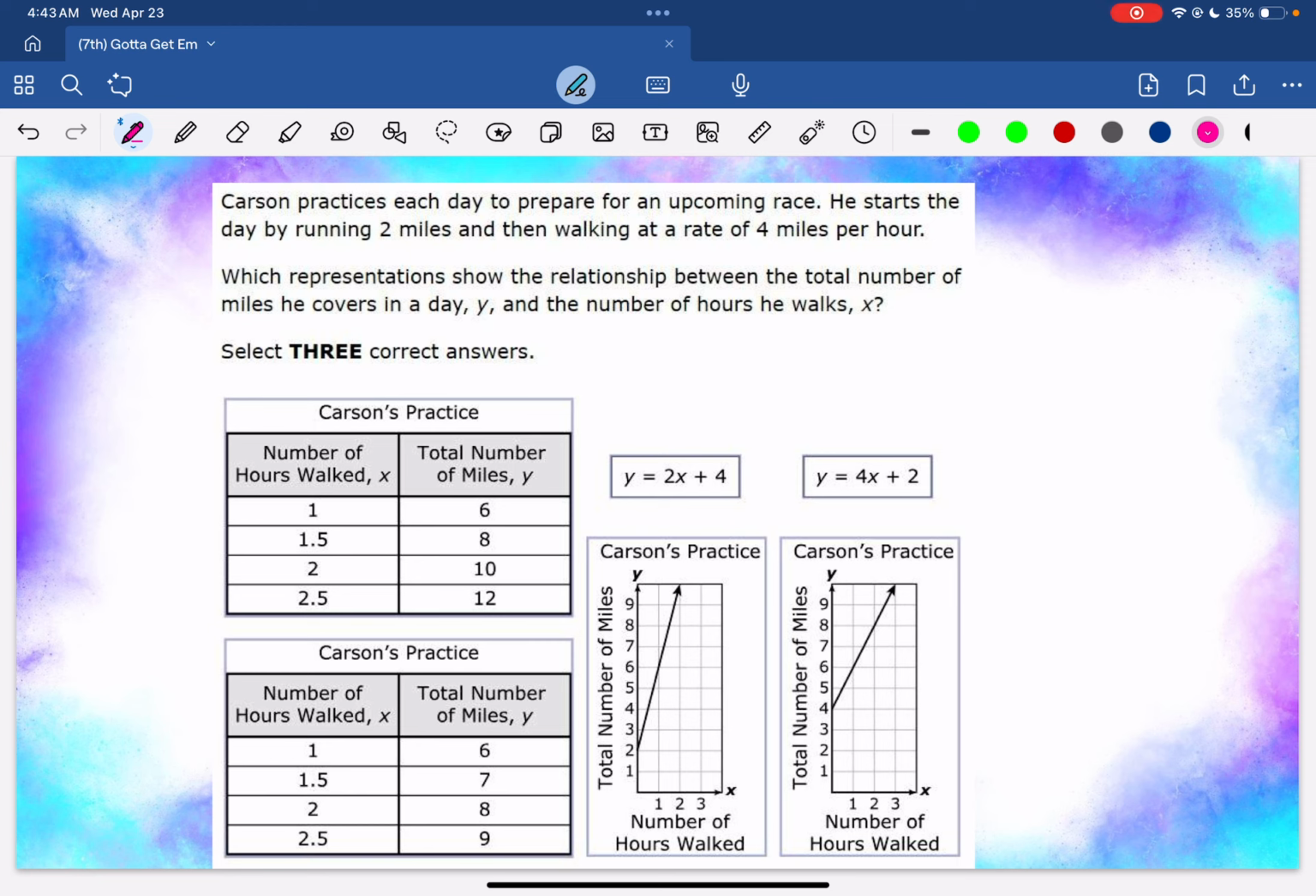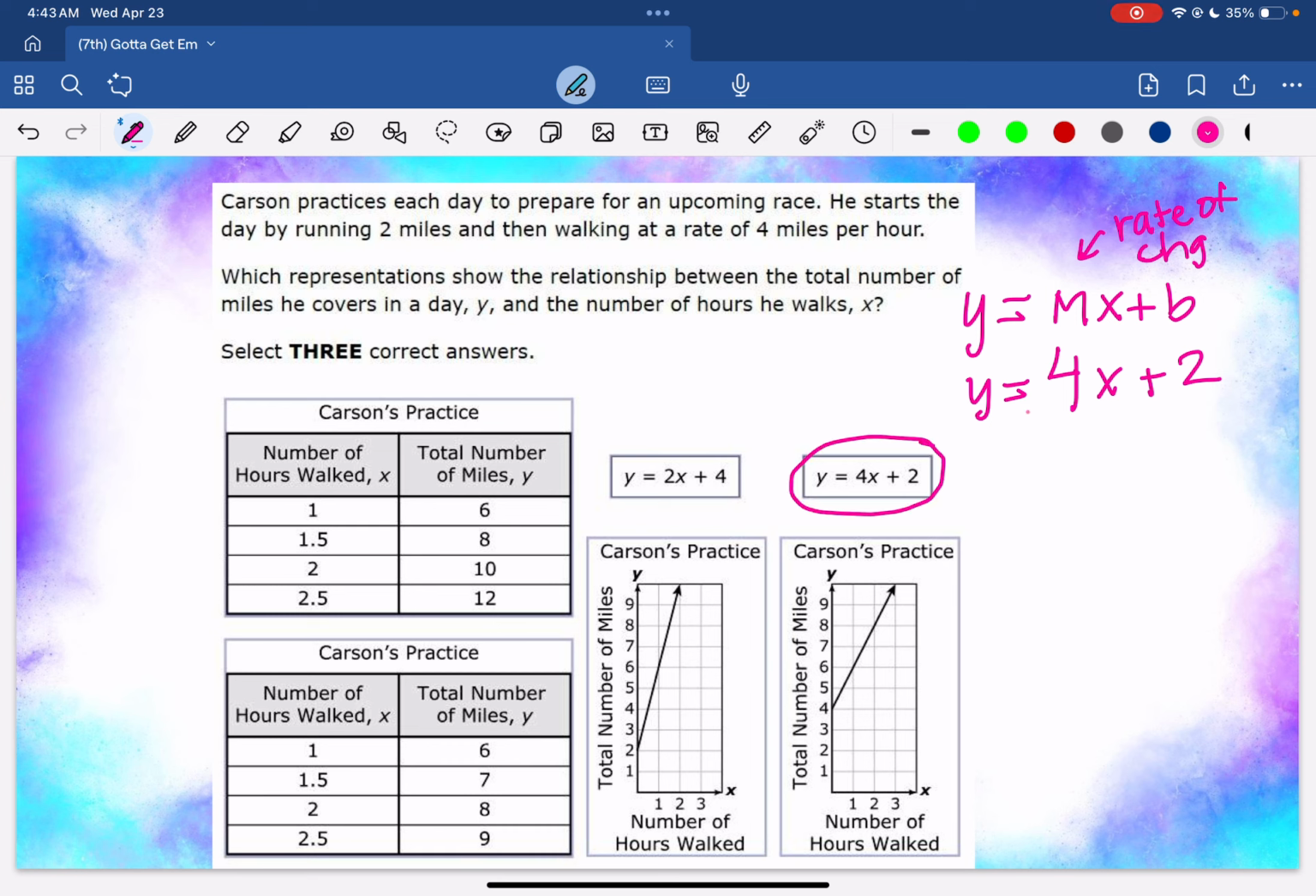All right, Carson practices each day to prepare for an upcoming race. He starts the day by running 2 miles and then walking at a rate of 4 miles per hour. So per means 1. So he starts off by 2, so that means that's his initial value. Because remember, it's y equals mx plus b. M is the rate of change, and in this case it is 4. He starts off with the 2 miles, so that's your initial value. Okay, so automatically, we already got the rule, so we got one of the 3 correct answers.